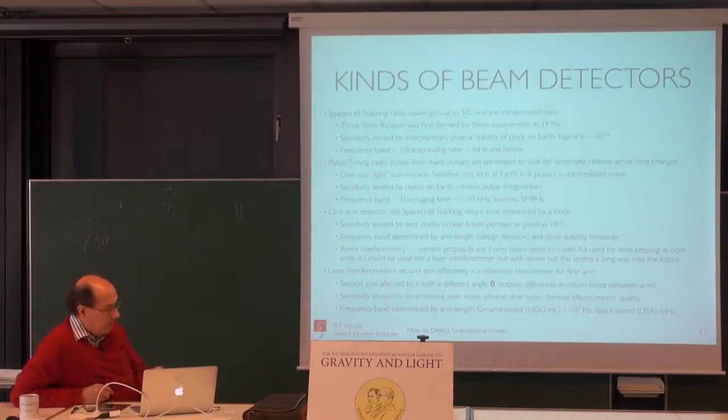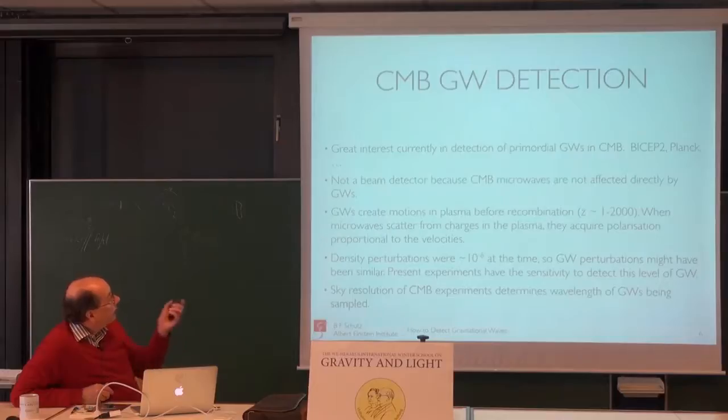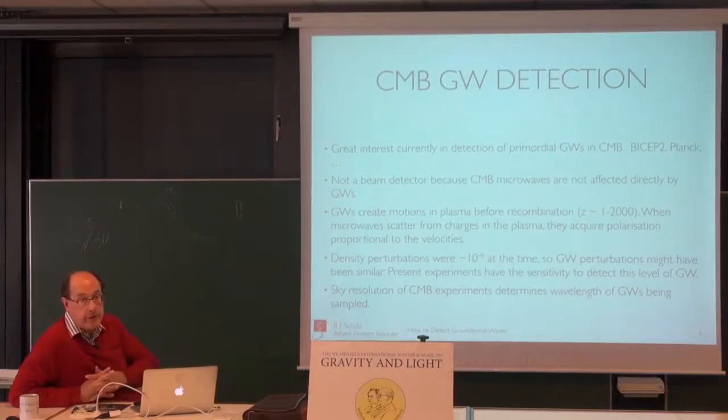So I did all the beam detectors now. Now I want to do one other, before I come back to the interferometers, I want to talk about one other way in which people are talking about detecting gravitational waves, which is the cosmic microwave background. And we had last year this excitement from the BICEP 2 experiment that they thought they had seen the signal of gravitational waves. What's going on there, even though cosmic microwaves are microwaves, it's not a beam detector.